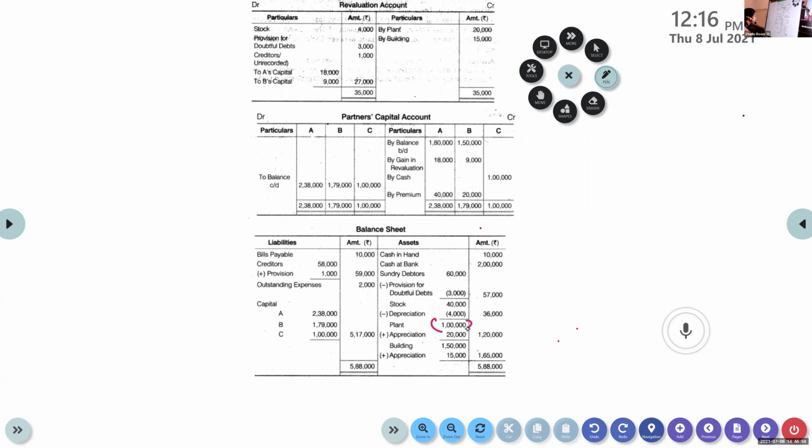Coming to the credit side, bills payable, there is nothing to do with bills payable. The amount is same, 10,000. Then there is increase in the liability. I mean, there was an unrecorded liability. So creditors 58,000 plus 1,000. There is outstanding expense. Nothing to do with the outstanding expense. Same amount as in the old balance sheet.